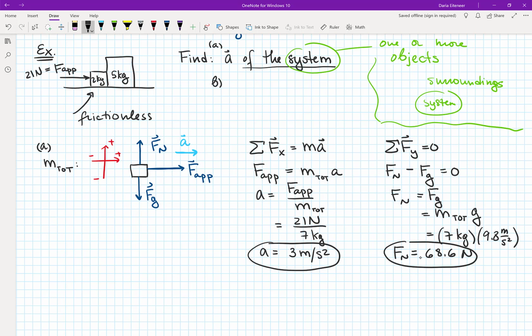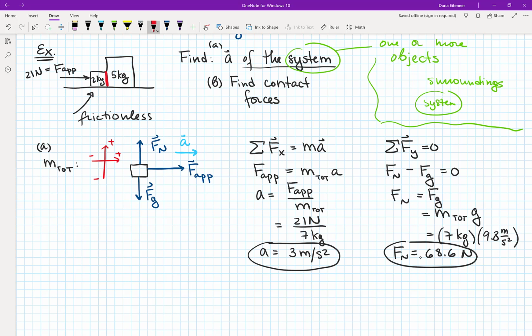Part B, find contact forces. So what kind of contact do we have here? Only one contact, right? This surface right here between the two boxes. That's all we got. Now, if you look at the free body diagram that we already drew, we cannot see that contact on that diagram.